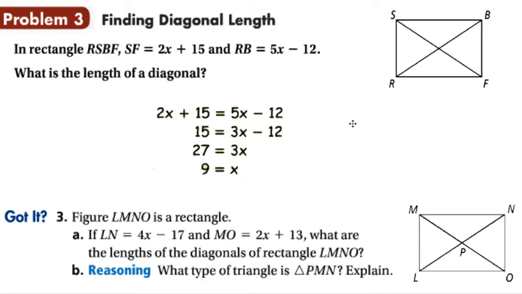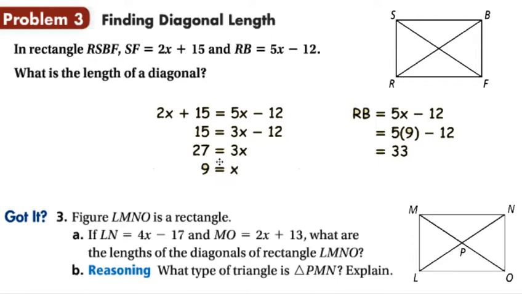Okay, so what we would have to do at that point is substitute in 9 for each of these variables, or one of the variables. They're going to be congruent, so it doesn't matter which one you substitute into. They substituted into RB, so they put 9 in for x. So you got 9 times 5 is 45 minus 12 gives you 33. SF similarly should be equal to 33 if you substitute in 9 for x up here.